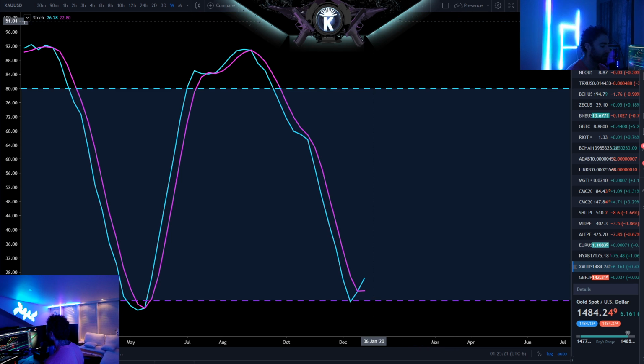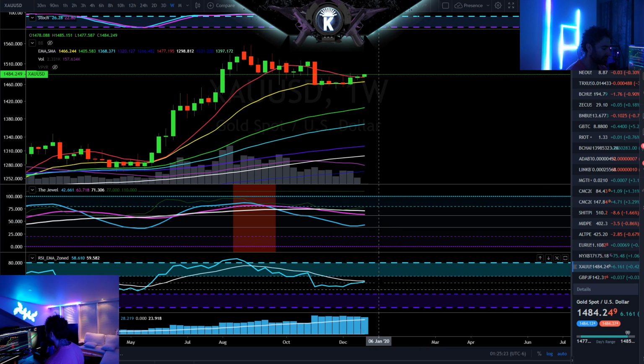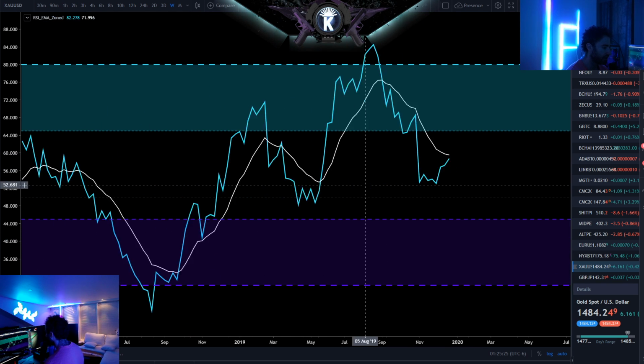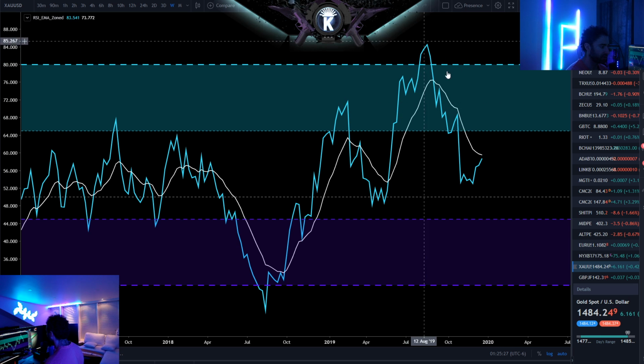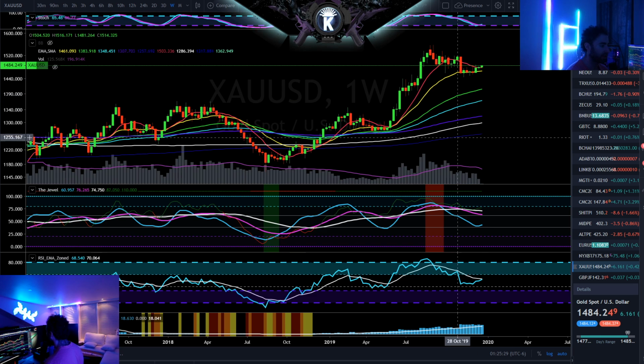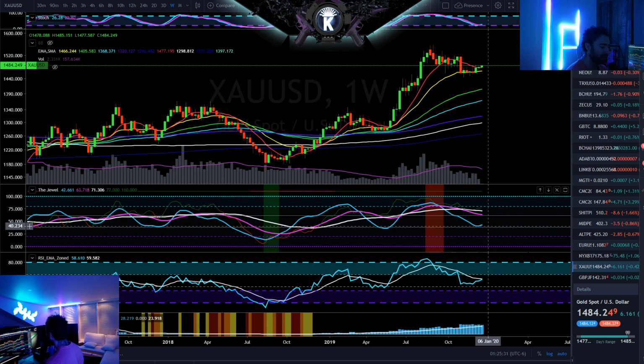Momentum oscillators on a weekly looking good. Weekly Stochastics crossing back up to the upside. Weekly RSI is holding the bullish, just oscillating between the bullish control zone and the neutral zone. That's fine. So I do think that we're going to test some upside here.